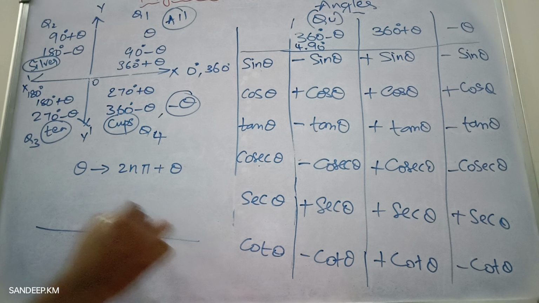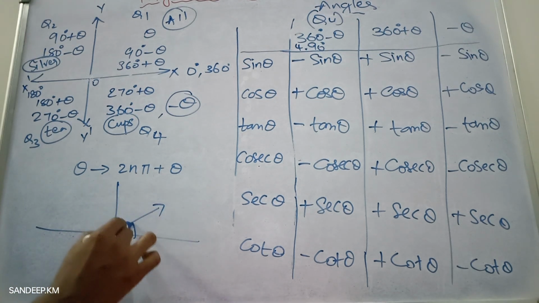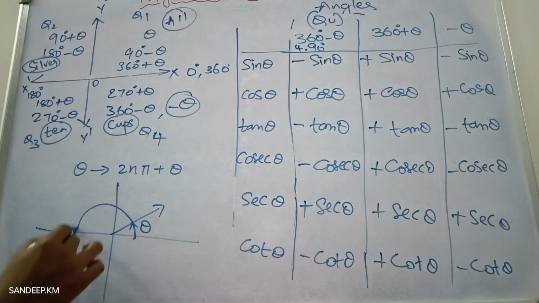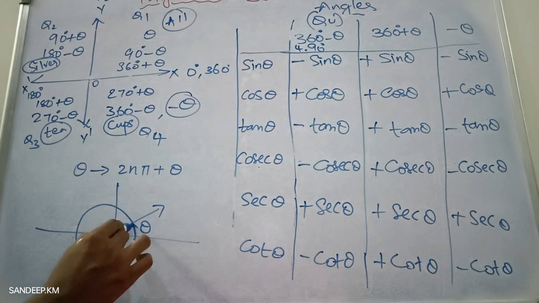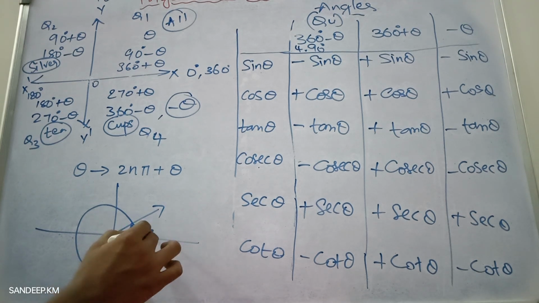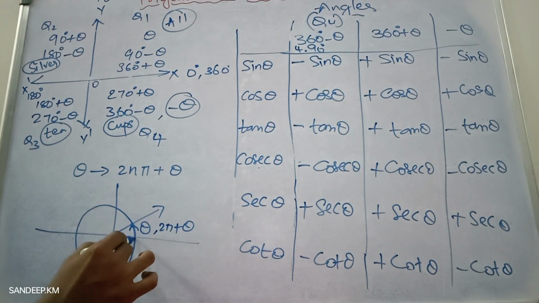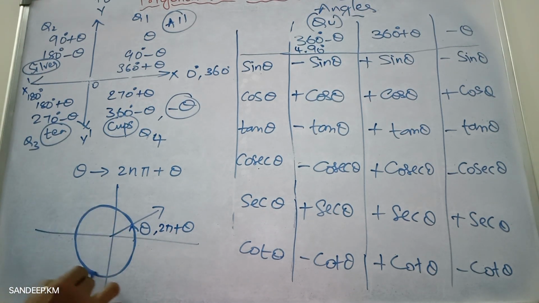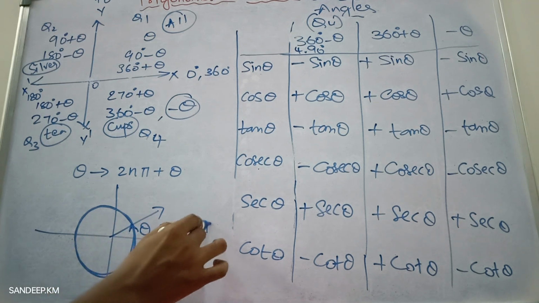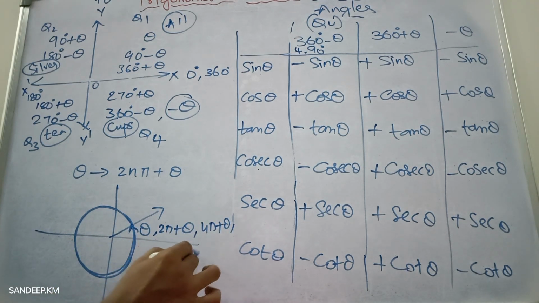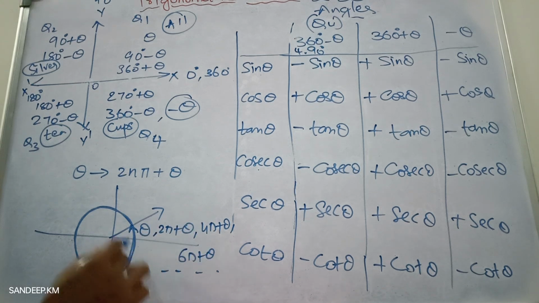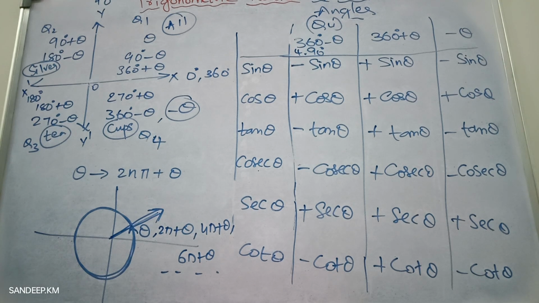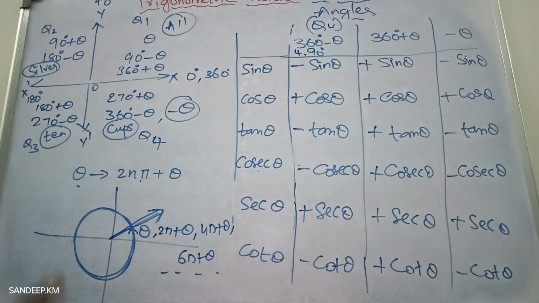For example, here if this is theta in one round, then 2 pi plus theta. Next, this is 2 pi and then this is 4 pi plus theta, then 6 pi plus theta, and so on. These angles share the same terminal side, correct? So therefore they are coterminal angles. So theta and 2n pi plus theta are coterminal angles.